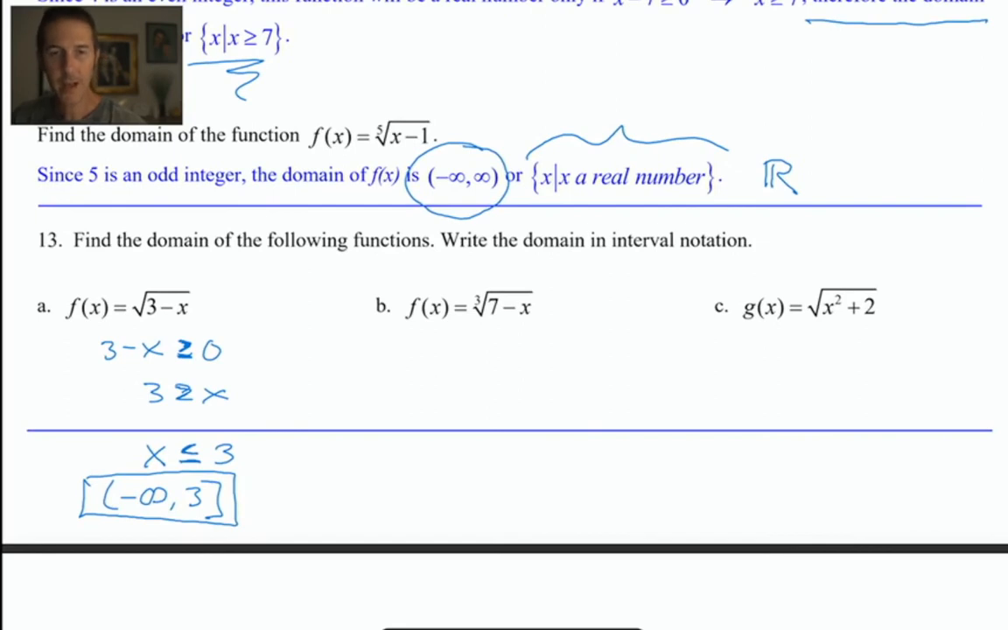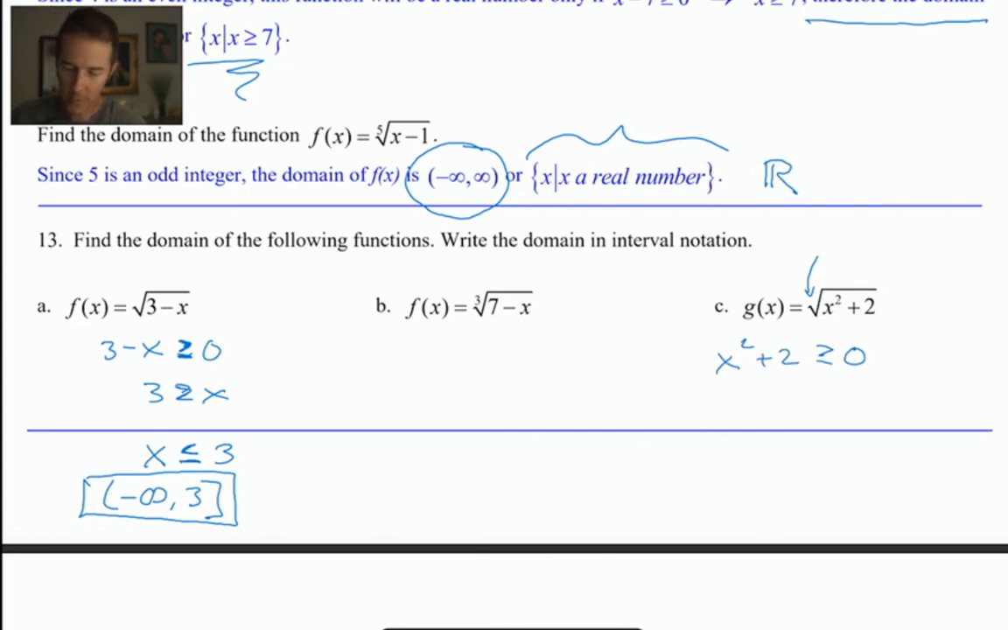Part B has an odd index, so your solution there, the domain is all real numbers. You can plug in any x value you want. And in part C, this one's interesting. It's an even index, it's a square root, which means that x squared plus 2 must be greater than or equal to 0. Otherwise, we're going to get an answer that's undefined. We don't want that.